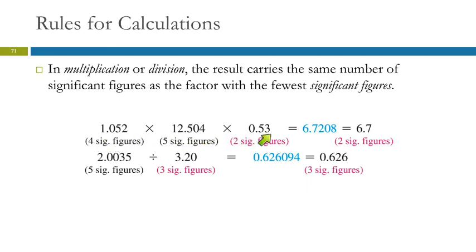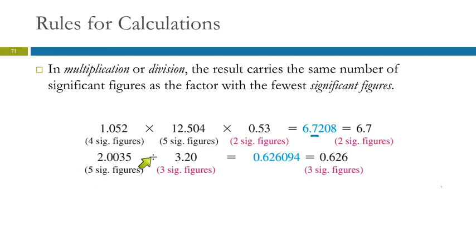1.052 times 12.504 times 0.53 equals, and this is what your calculator says. We need to round this to reflect the actual precision. So we look at each of these numbers that are being multiplied and we ask ourselves, how many sig figs? Well, this one has 4, and this one has 5, and this one has 2, because that leading 0 doesn't count. And then the hard part, which is smaller, 4, 5, or 2? Well, 2 is smaller. That means I round this number to 2 digits, 2 sig figs. So I could underline the 7, and that's what I'm going to round the number.